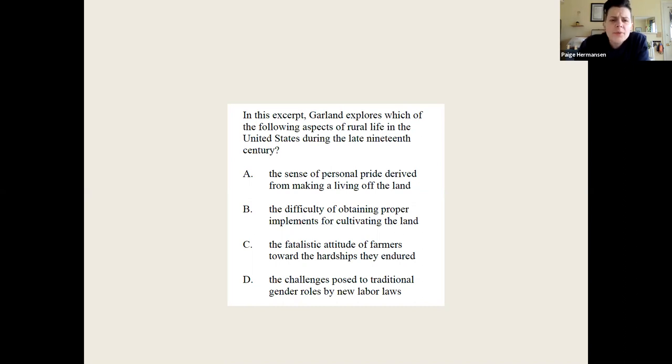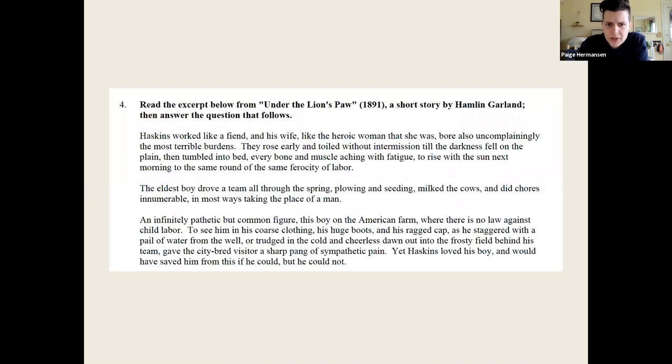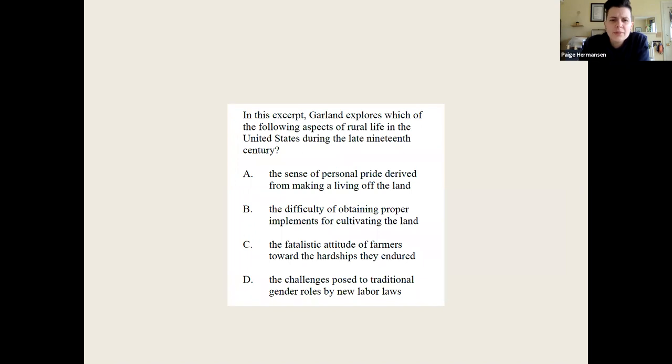So the question stem is, in this excerpt, Garland explores which of the following aspects of rural life in the United States during the late 19th century. Okay, so I'm looking at aspects of rural life, 19th century. Perfect. So this is from Under the Lion's Paw, a short story by Hamlin Garland, who I've never heard of. I don't know about y'all. So this is 1891. All right, and I'm looking for something that is most emblematic of rural life in the US in the late 19th century.